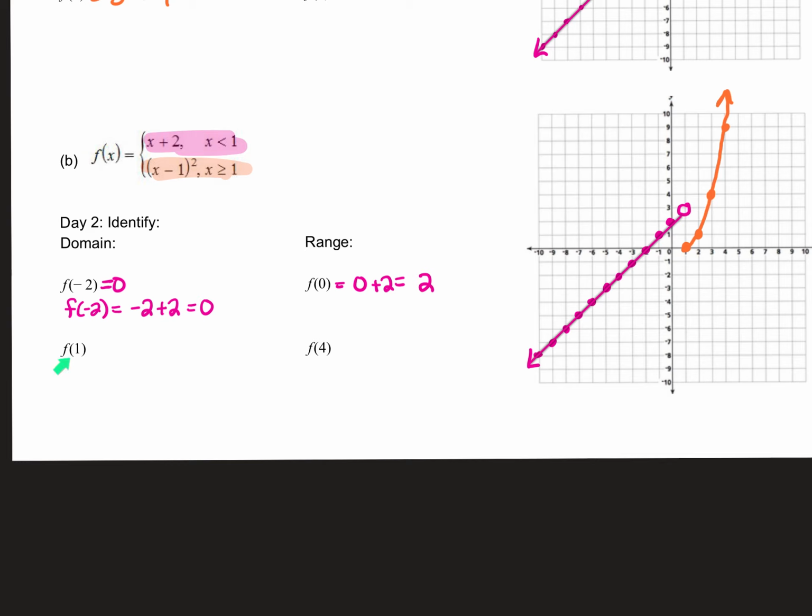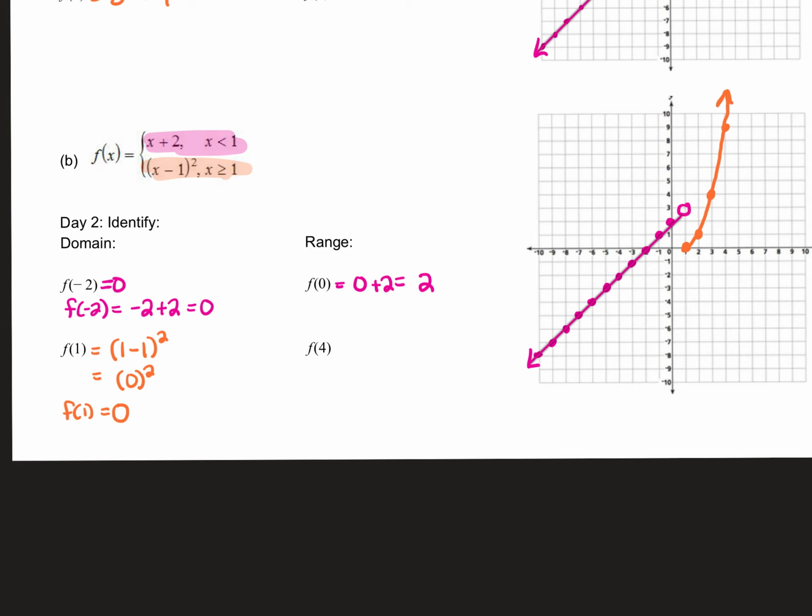Okay, let's try f of 1. So is 1 less than 1? No. Is 1 greater than or equal to 1? Yes. So we're going to use this function here to find out what the value of f of 1 is. So I'm going to use x minus 1. I'm going to substitute 1 in for x, and then evaluate. So I would get 1 minus 1 is 0, and 0 squared is 0. So f of 1 is 0.